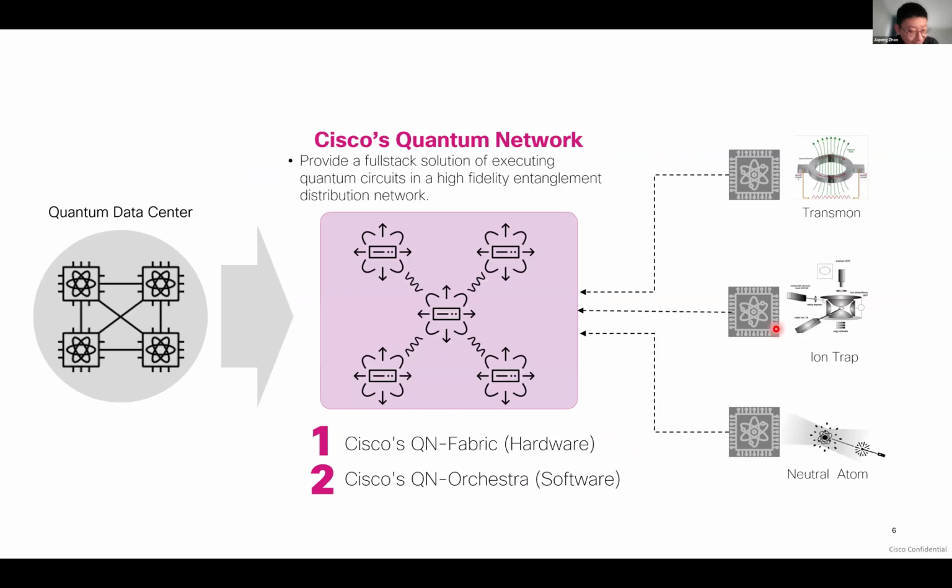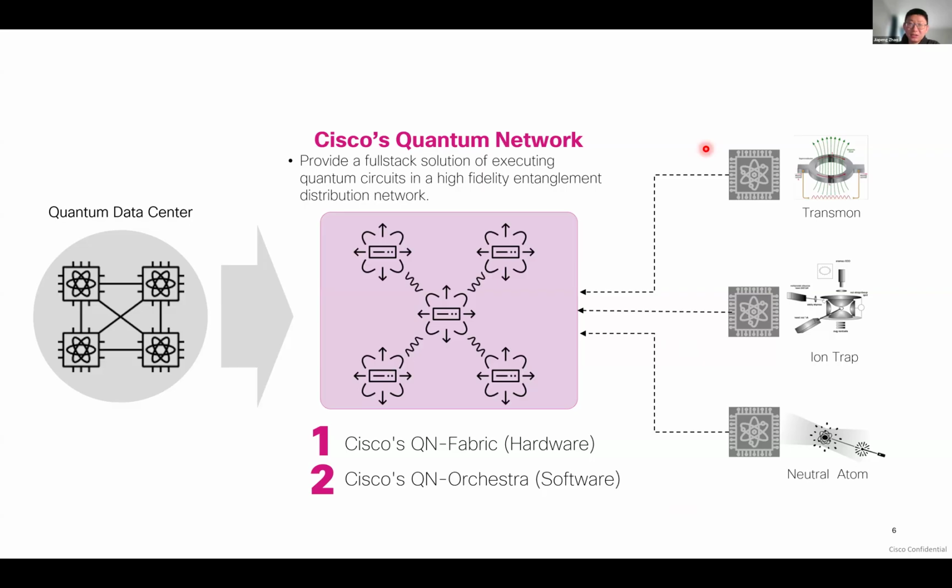So let's move to distributed quantum computing. For quantum data centers, Cisco's vision is to develop a universal quantum network solution, which provides a full stack solution for executing remote gates and circuits. In this case, we are not aiming at one single modality of quantum computing platform, but considering all possible candidates. These three candidates are the major ones we are considering right now, but we are also conducting internal investigation of photonic and color center platforms as well.